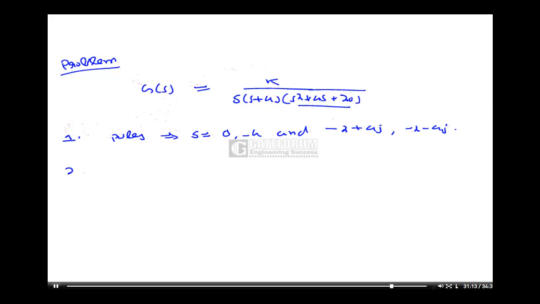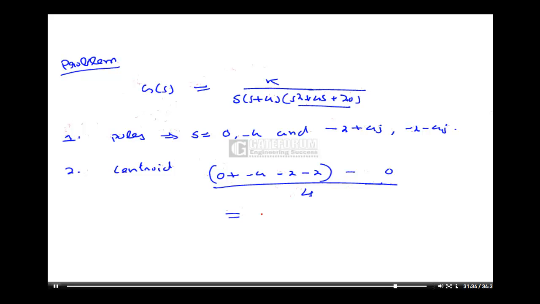Centroid is nothing but the intersection of asymptotes with the real axis. So sum of the poles minus sum of zeros, divided by number of poles minus number of zeros. Number of zeros is 0. So this is divided by 4, and the answer will be minus 2.